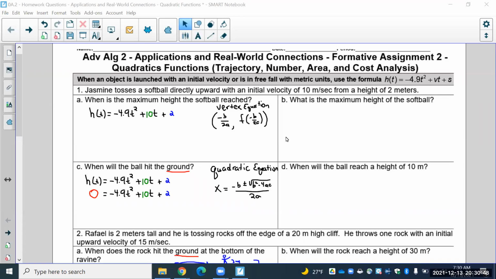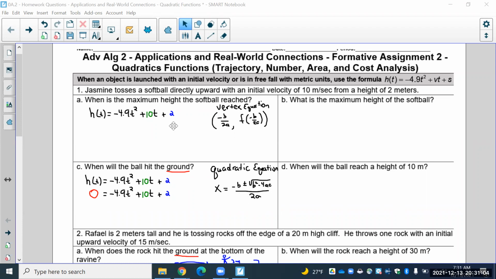So in this homework assignment, we're really focusing on applications of quadratics, and it really boils down to these two formulas: the vertex equation when something's asked about a maximum, or if you try to solve something like setting something equal to 0 or 10, you use the quadratic equation.